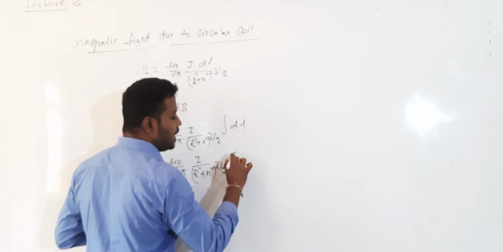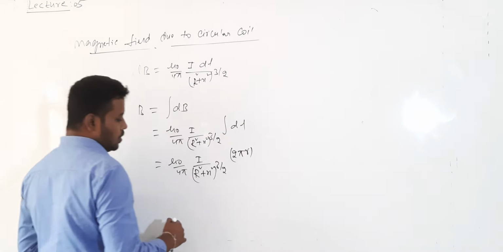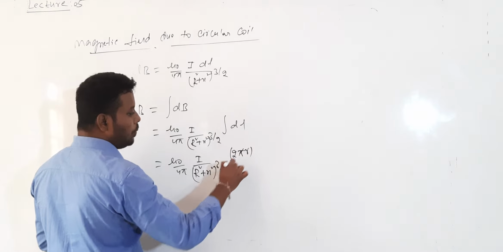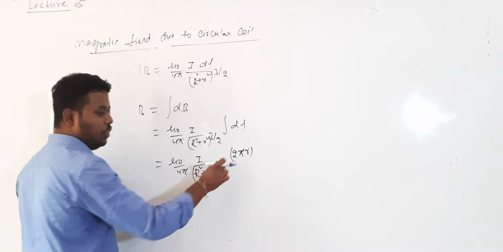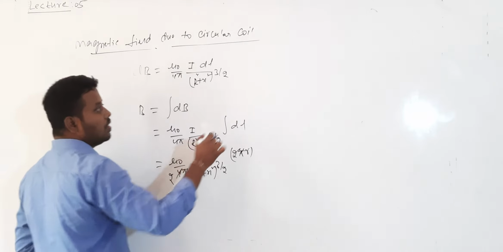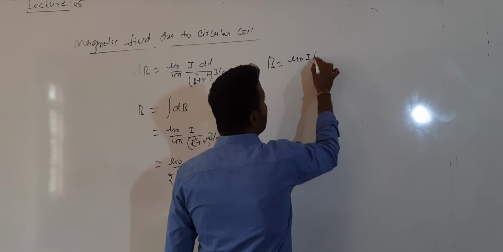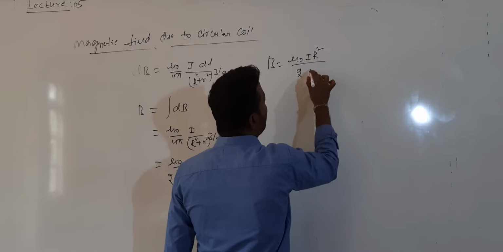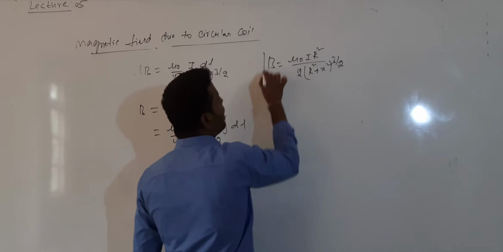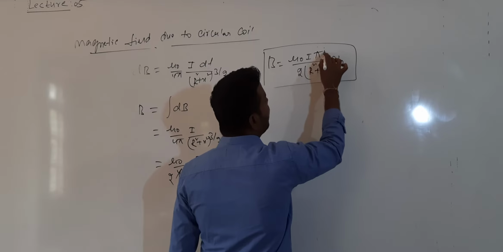The integration of dl value is 2 pi r. Have you written 2 pi r? So at that time, what will we get as the answer? With 2 pi r, the pi value cancels. I have not cancelled that. I have written 2 pi r only, but here the pi cancels, and 2 cancels with 2. So what is the final expression? Mu naught into I into r square by 2 into r square plus x square whole power 3 by 2. This is the value.